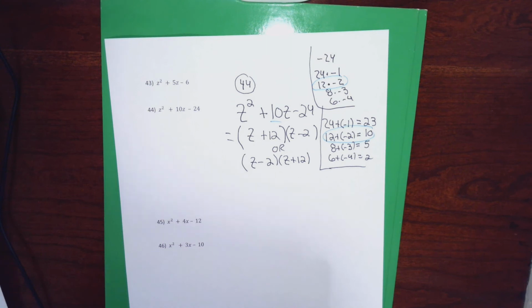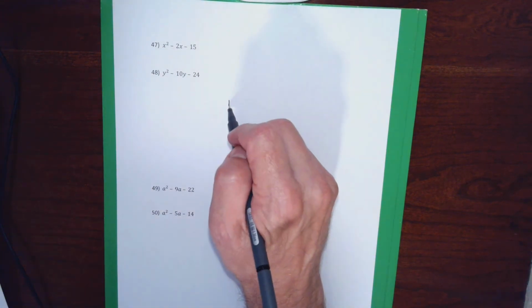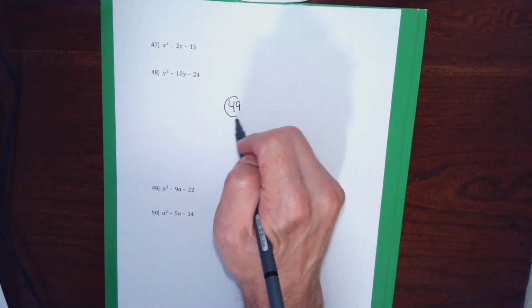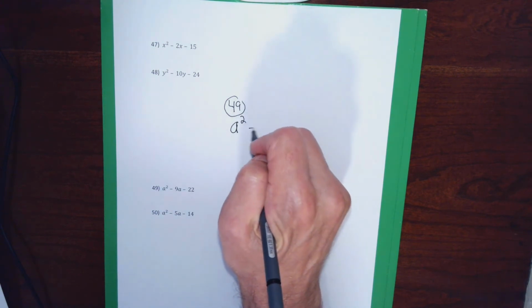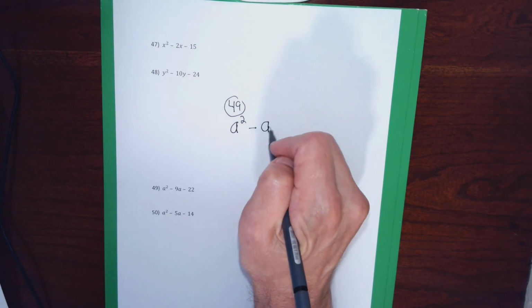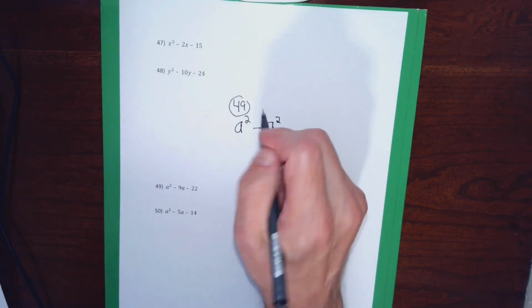Let's do one of your odd ones. Let's do number 49. So for 49, I need to factor a squared minus 9a.